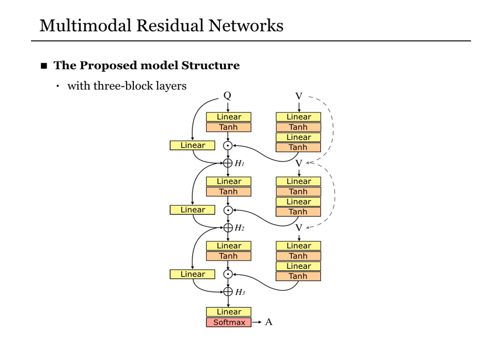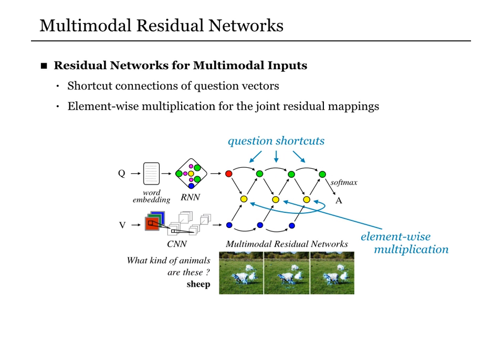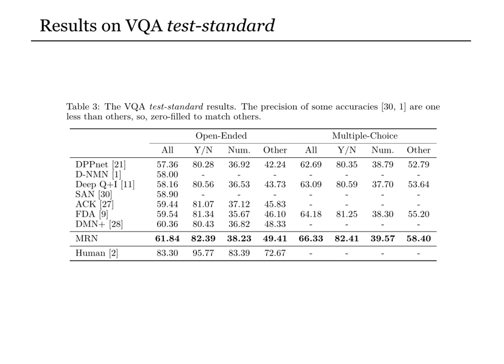This slide shows the proposed model using 3 block layers, which is the one chosen from 1 to 4 block layered models. We call it MRN. We use the skip-thought vectors of Kiros et al. 2015, which provide the pre-trained models of word embeddings and GRUs for question feature vectors, and ResNet for visual feature vectors. MRN significantly outperforms previous methods for both open-ended and multiple-choice tasks at the time of submission.